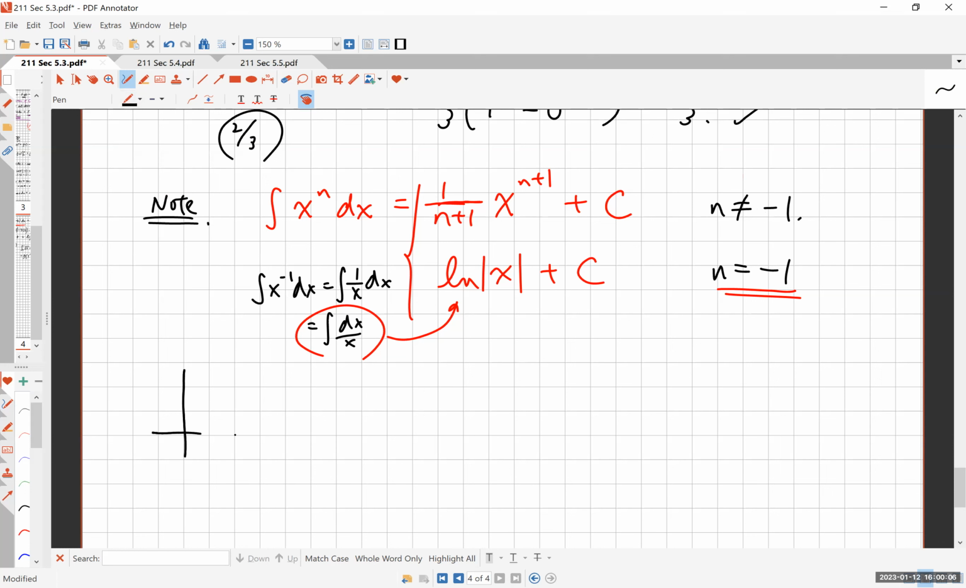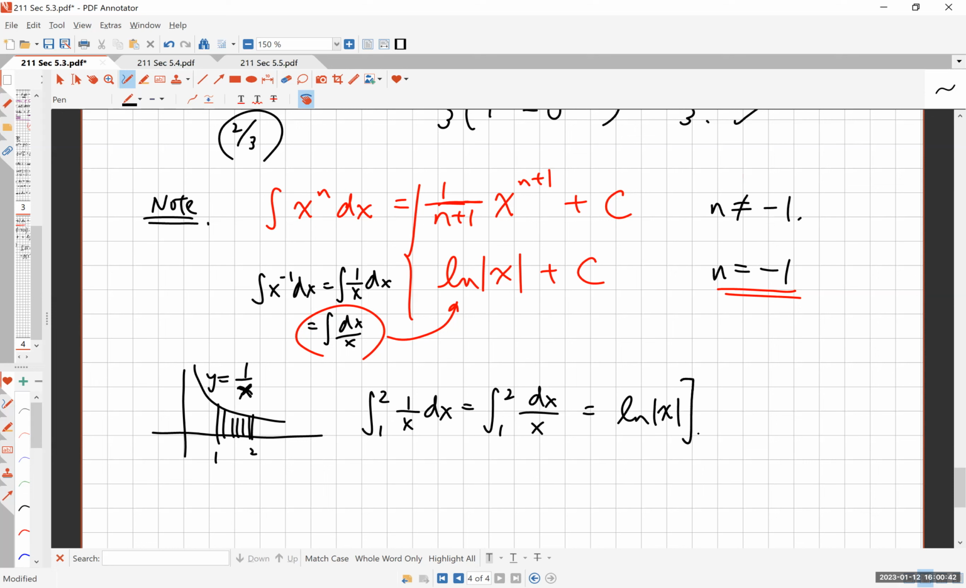Okay, so let's do an example of this, and then that would be the last example for section 5.3. So here we have this function, the reciprocal function, 1 over x, and let's go from 1 to 2. What's the area under the curve of the reciprocal function as x goes from 1 to 2? The answer is the integral from 1 to 2 of 1 over x dx. Now, often you will see this written as dx over x, which of course is the same thing. Now the answer is the natural log of the absolute value of x as x goes from 1 to 2. That's ln of 2 minus ln of 1.